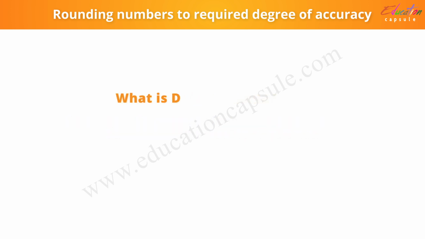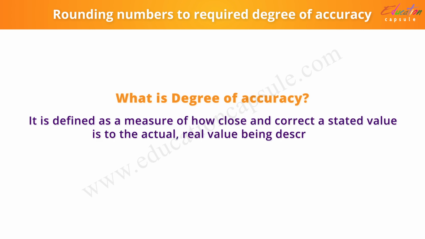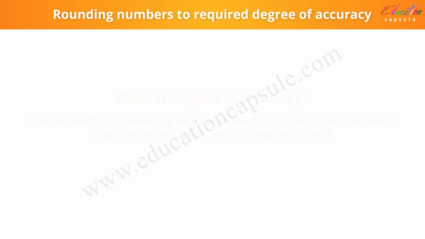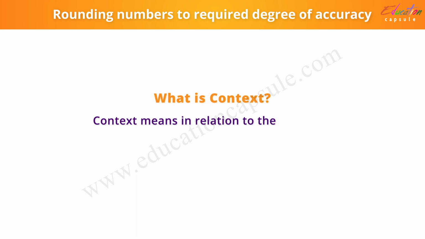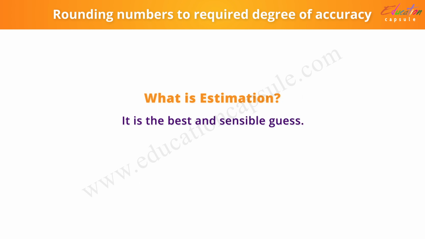Next is, what is degree of accuracy? It is defined as a measure of how close and correct a stated value is to the actual, real value being described. Next is, what is context? Context means in relation to a situation. Next is, what is estimation? It is the best and sensible guess.